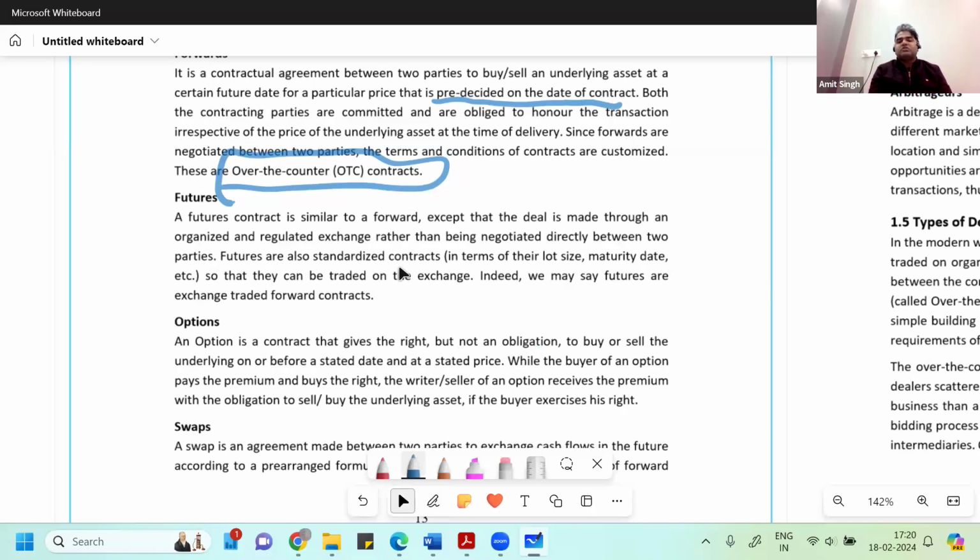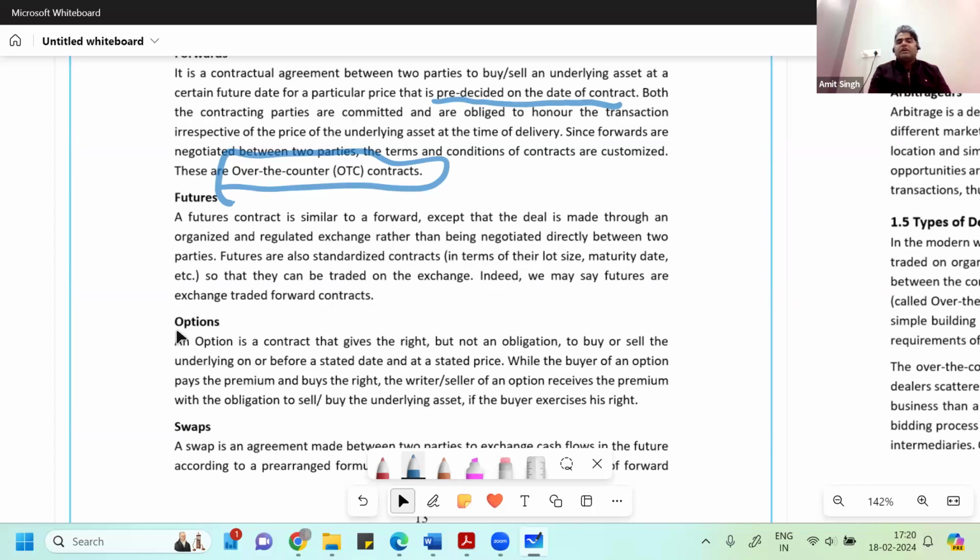Futures contracts are also standardized contracts. Why are they standardized? Because the terms of the contract are decided by the exchange. In terms of lot size, maturity date, everything will be decided by the exchange, and both the long and short holders have to follow this.